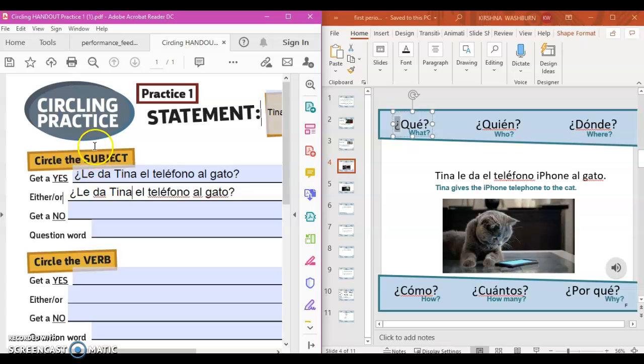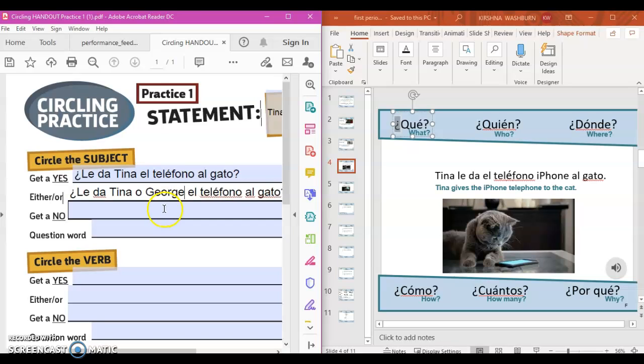Now we know that we have to write this about the subject. So we're not asking anything about the phone. We're not asking anything about the cat. We're asking about the subject. The subject of this statement is Tina. So we're going to say, gives Tina or somebody else the phone to the cat. So this is where we're going to write somebody else's name, maybe George.